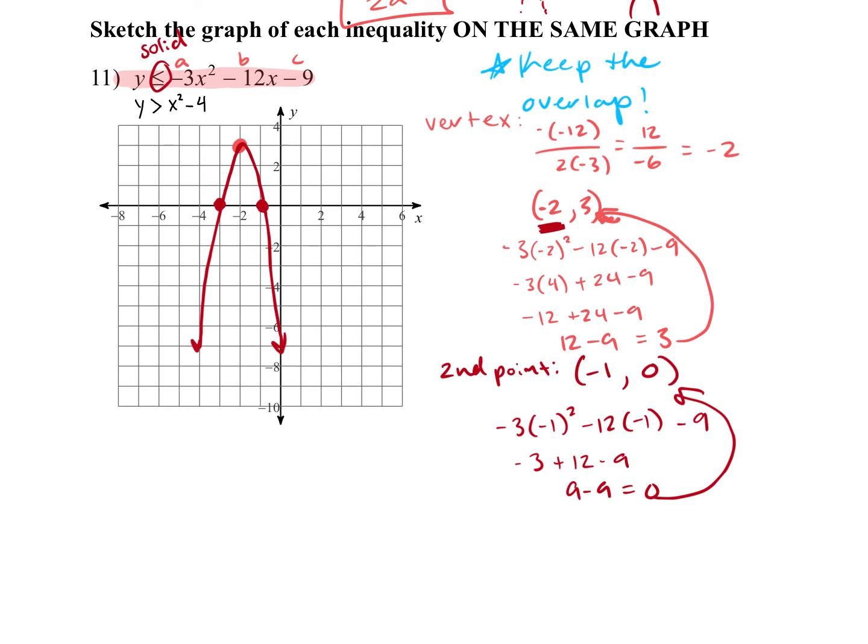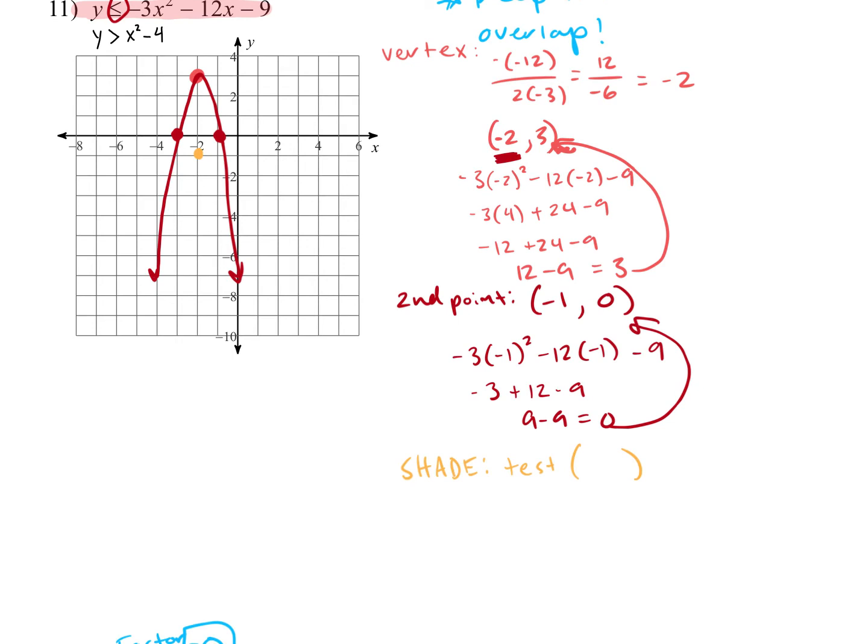All right, and then the last step we have to do for this graph is to shade. What point can I test to shade? Sure, that works. So Mariana says negative 2, negative 1. We can plug in anything inside our parabola here. So you could have picked negative 2, 0, negative 2, positive 1. Anything that's inside, just not on the parabola. So negative 2, negative 1. So we're going to plug in negative 2 for x and negative 1 for y.